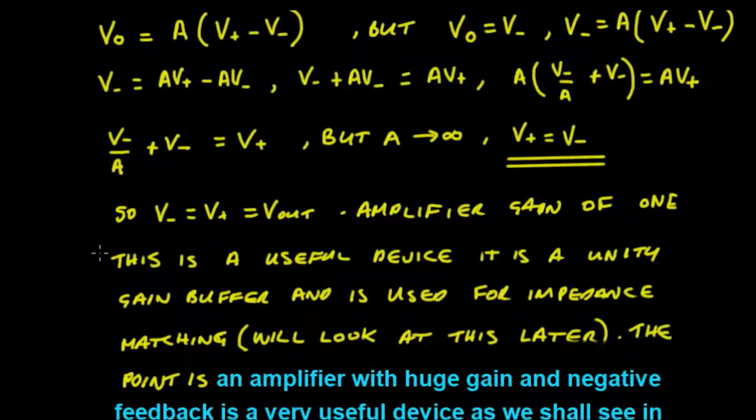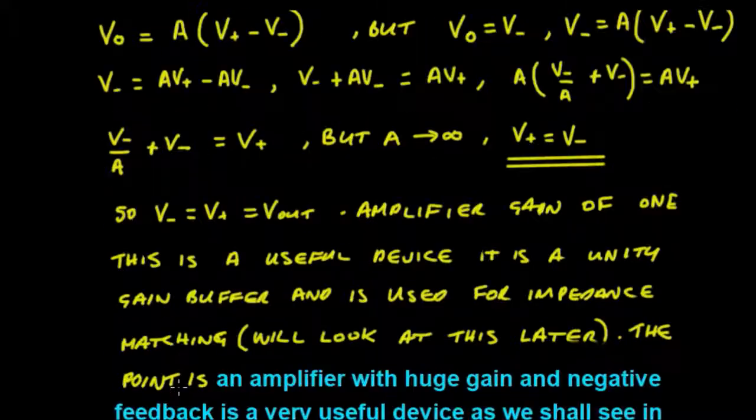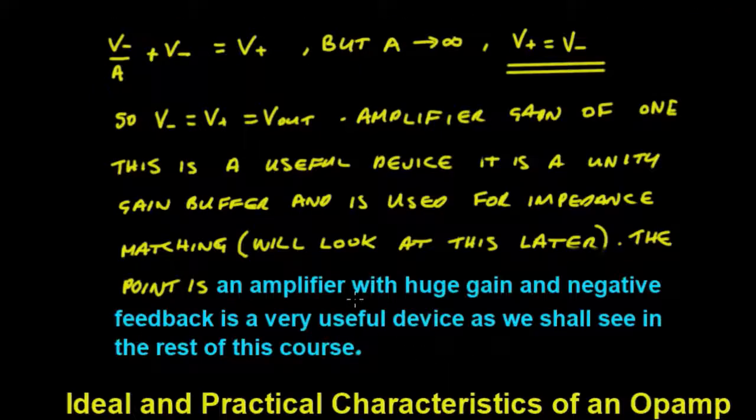Okay, so in the circuit above there, we've got our V minus equals V plus equals V out. So this is an amplifier actually of gain of 1, and it's actually a useful device. It's called a unity gain buffer, and we'll have a look at it in one of the videos that is to follow, and we're using that for impedance matching.